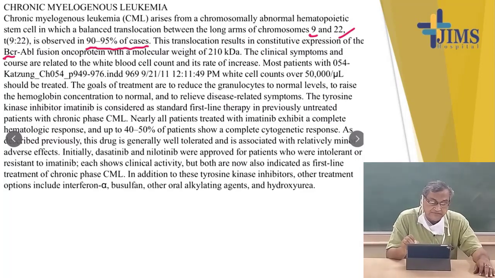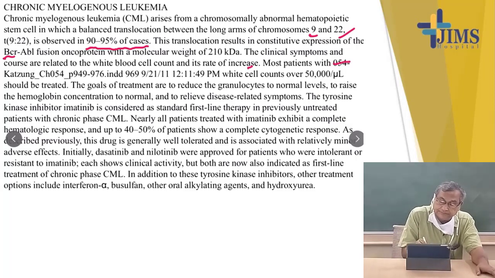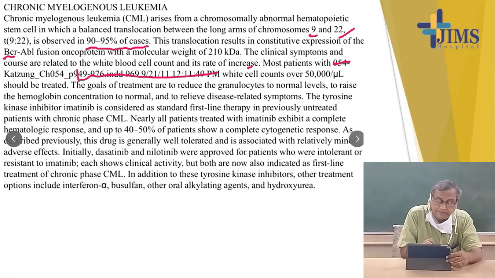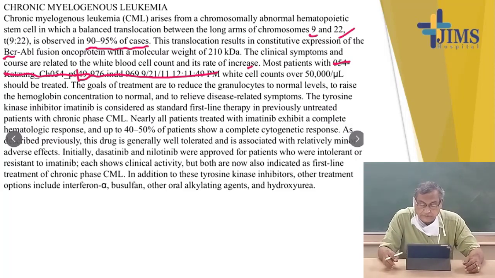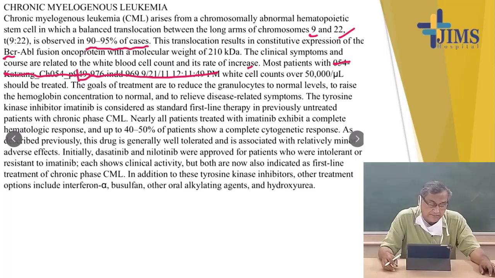The clinical symptoms and signs are related to the white blood cell count and its rate of increase. Most patients with white cell counts over 50,000 per microliter should be treated. The goals of the treatment are to reduce the granulocytes to normal levels, to raise the hemoglobin concentration to normal, and to relieve disease-related symptoms.